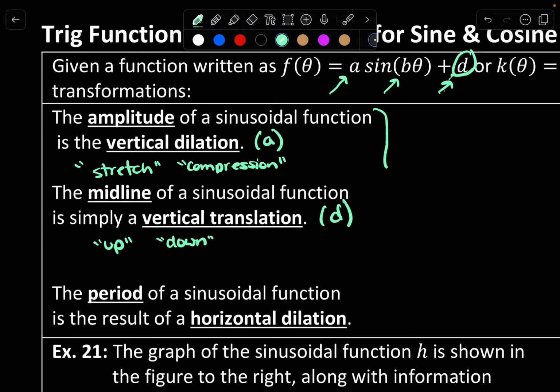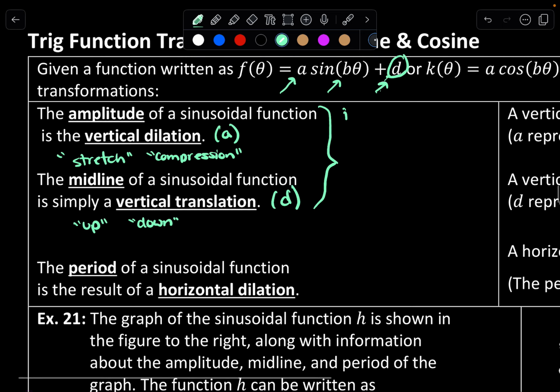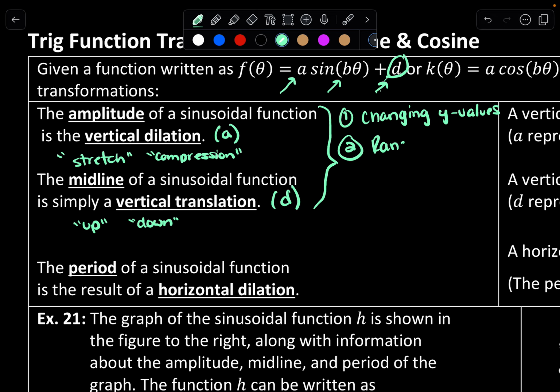So both of these, your A and your D, they will affect your Y values. So they are changing the Y values. We're going to talk about range for all of the trig expressions, so they also affect your range.